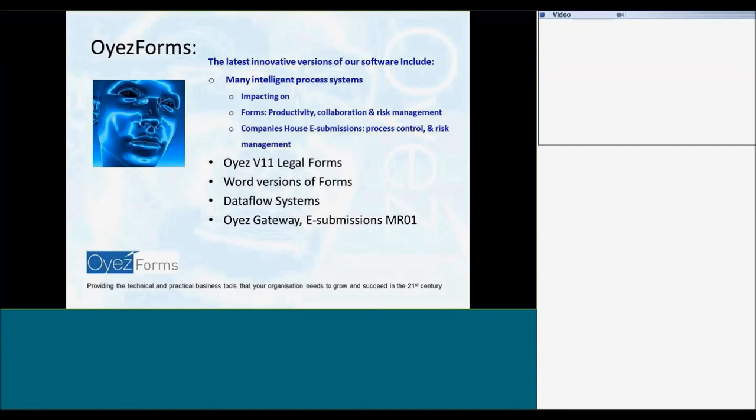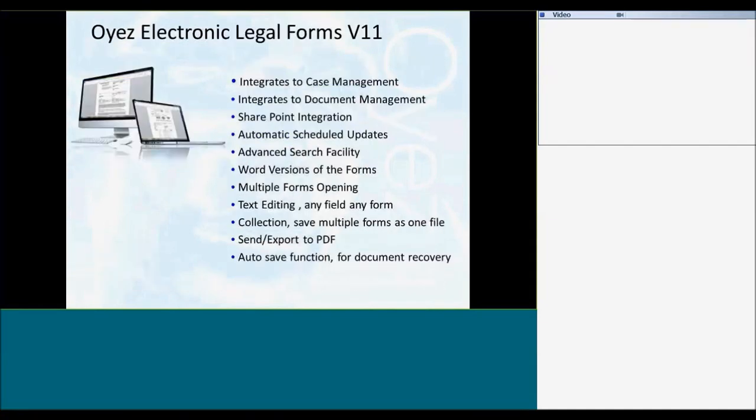And also with Companies House e-submissions, the reason for this venture, if you like, was to improve process control and the risk management taken in terms of completing a mortgage charge and filing it online rather than manually. So let's just go on to where we've improved these efficiencies and the risk management.